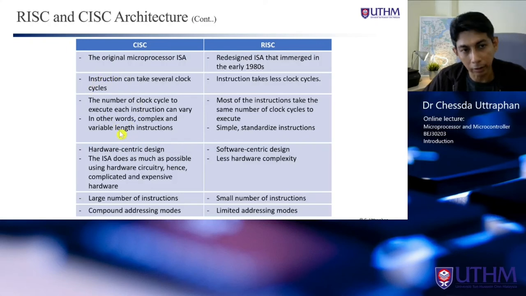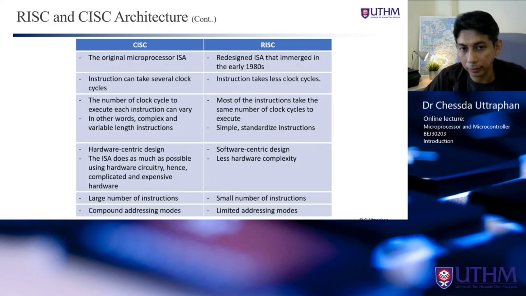So it takes several clock cycles and it can vary from one instruction to the other. For example, the instruction for add takes 5 clock cycles or 4 clock cycles. The instruction for multiply may take 10 clock cycles for CISC. But for RISC, normally the number of clock cycles for each instruction is the same.